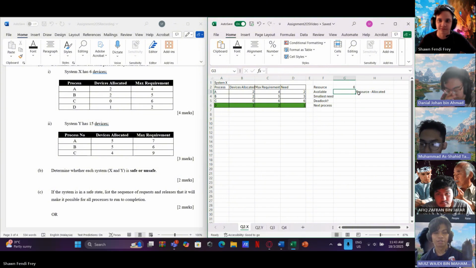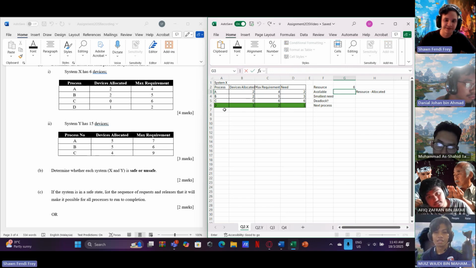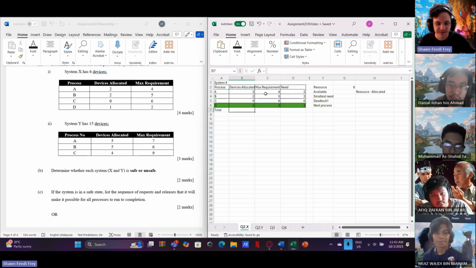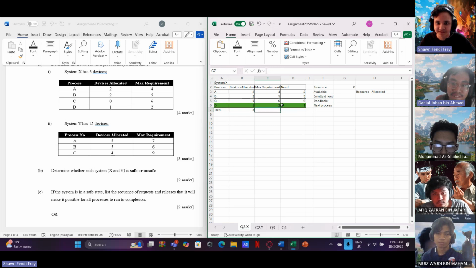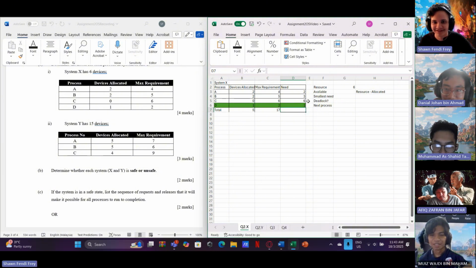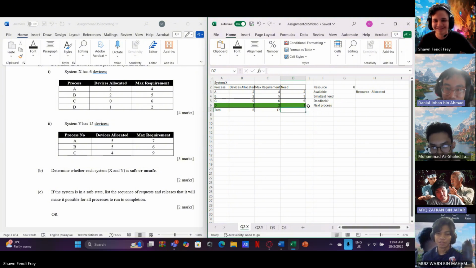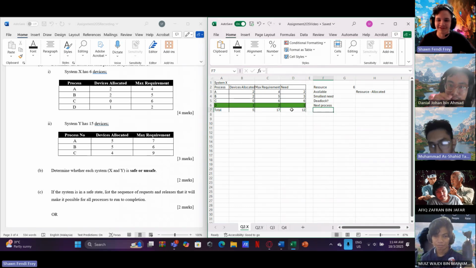Yeah, we need to calculate the available first. The total amount of devices allocated is... hold on, I'll make it easy for you. Give me a second. So this is 5. Guys, quick count. I don't know how to count. There we go. 12. You don't know how to count, and yet you're counting faster than us. 6, 9, 12. There you go. Thank you.